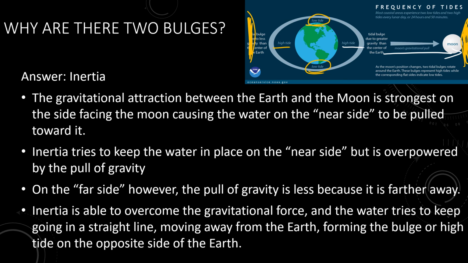The gravitational attraction between the Earth and the moon is strongest on the side facing the moon, causing the water on the near side to be pulled towards it. Inertia tries to keep the water in place on the near side, but is overpowered by the pull of gravity. On the far side, the pull of gravity is less because everything's further away. So inertia is able to overcome the gravitational force, and the water tries to keep going in a straight line, moving away from the Earth, forming the bulge, or the high tide.